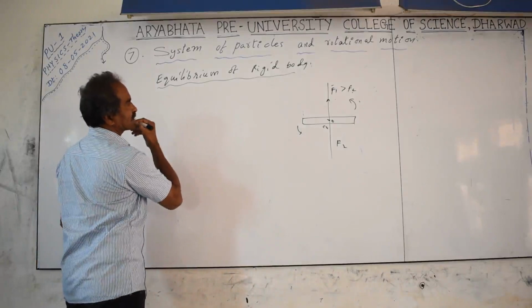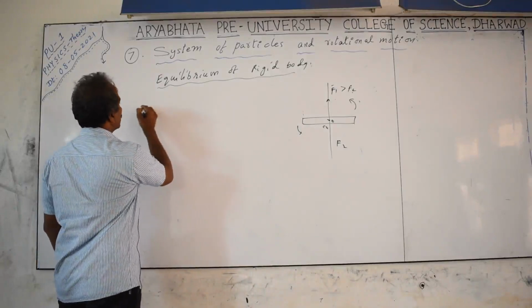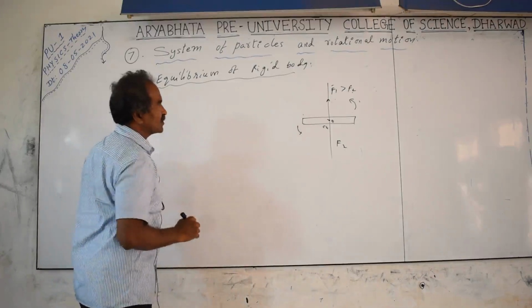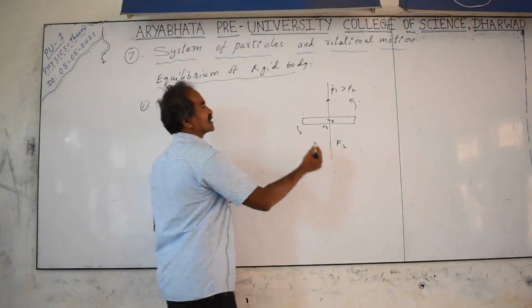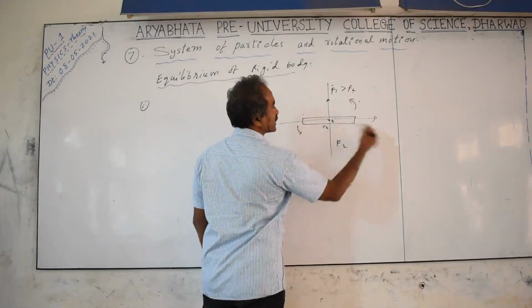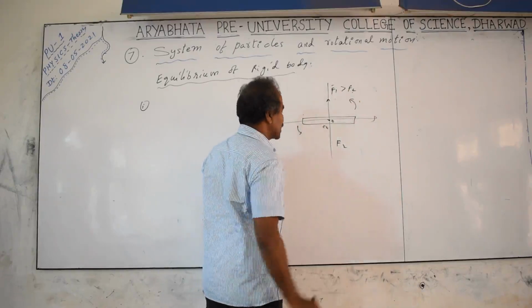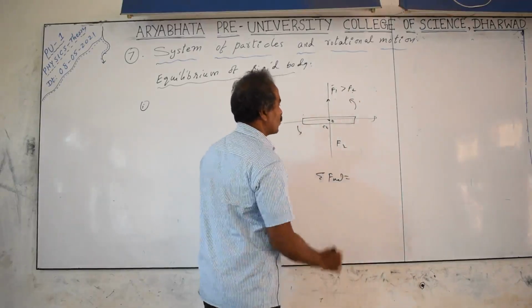Equilibrium of the rigid body cases. The first case we have to take is no translatory motion. If there is no translatory motion, the net force must be zero. That means the resultant of the forces along the x-axis and y-axis is zero. There is no motion along the x-axis or the y-axis, so net force F net equals 0 along the x-axis as well as the y-axis.